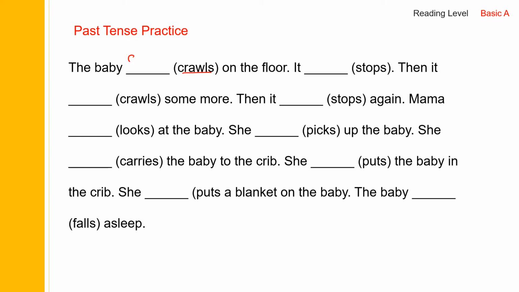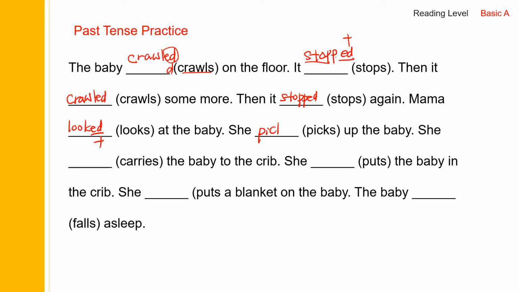Now let us read the story in past tense. Crawl. It's a regular verb, crawled, and then you pronounce D as D, crawled. And stop, regular, stopped, but since this is one syllable, you add extra and read this part, stopped. Crawled, and stopped. S-T-O-P-P-E-D, stopped. Look, regular, L-O-O-K-E-D. And you read this part, looked.